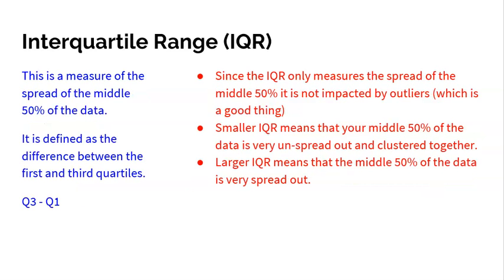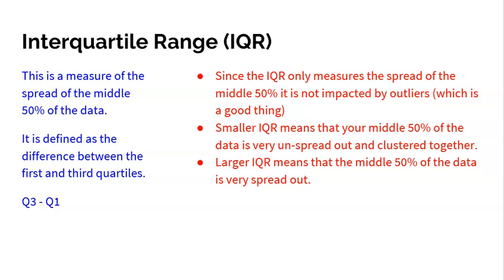A much better value to use is known as the interquartile range, which we abbreviate IQR. This is the spread of the middle 50% of your data. It is defined as the difference between the third and first quartiles, so Q3 minus Q1. I kind of already mentioned this in that previous example where I showed you the data, and I just said, hey, it's the middle 50%. So between Q3 and Q1 is the middle 50% of your data.